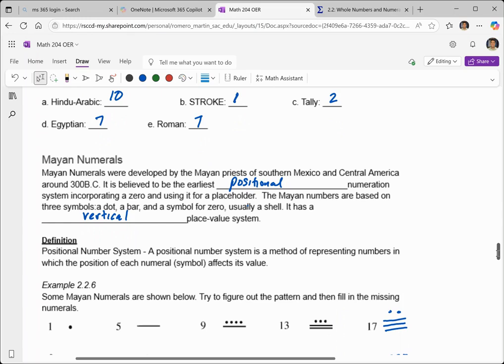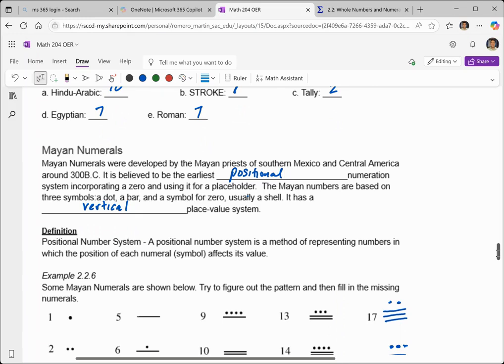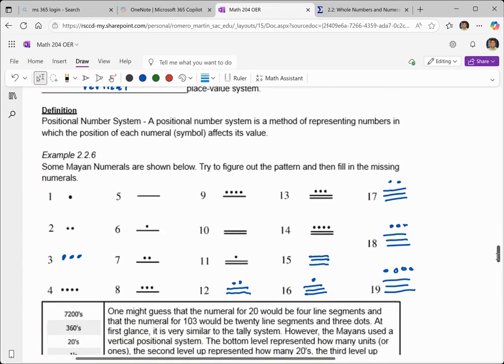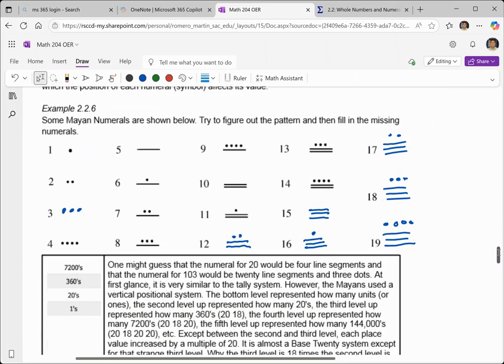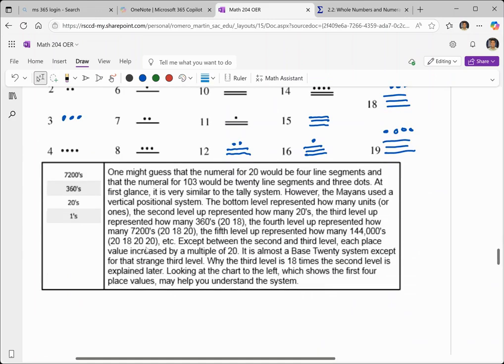numeral system, which is positional, which has place value, where the location of the number matters. It incorporates 0, also something to keep in mind. So we end up using 0 as a placeholder. And the system's vertical. So a positional number system is an example of the Mayan system, right? Where position matters, where the location is. And notice the dots are worth 1, lines are worth 5. And then what we have is place values. Every level represents a certain amount of value.